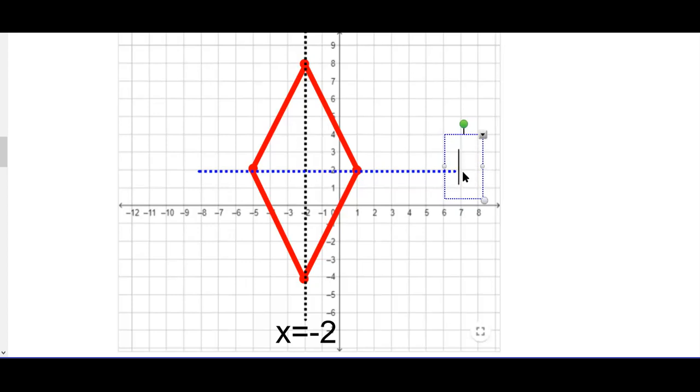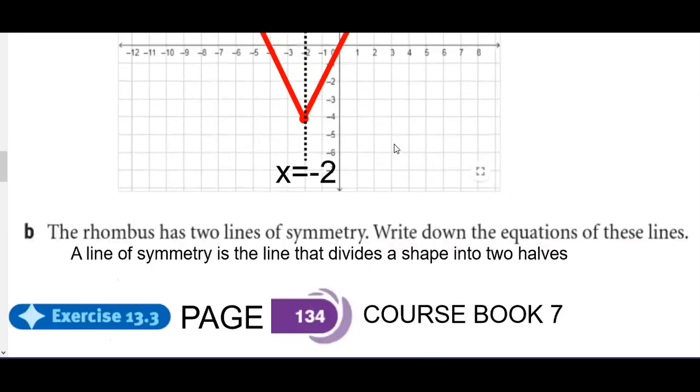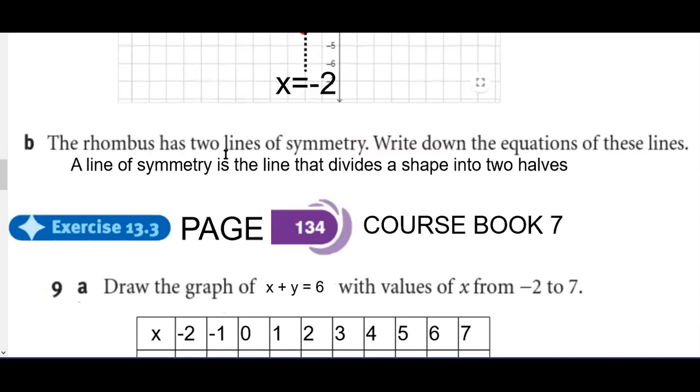So the question will be why y. Why do you think I'm using y? Because this line of symmetry is cutting only one value of y, and that is 2. So y equals 2. That is another equation of the line of symmetry. So the rhombus has 2 lines of symmetry. Write down the equations of these lines.